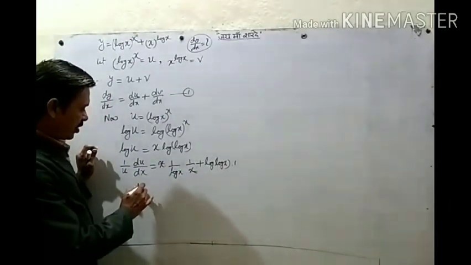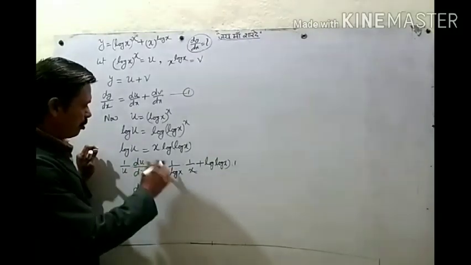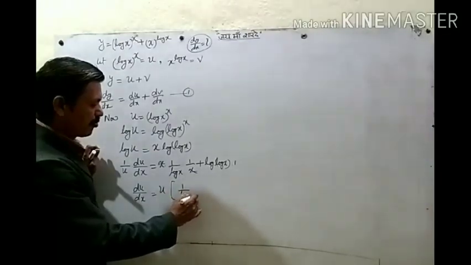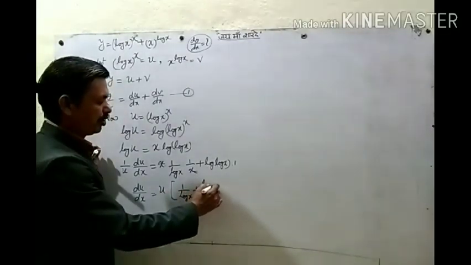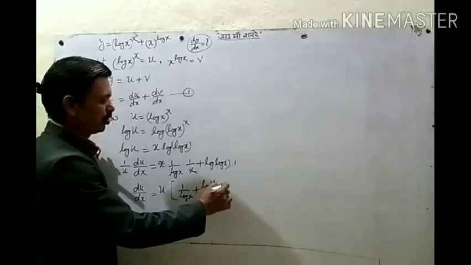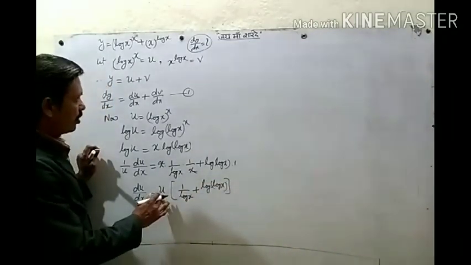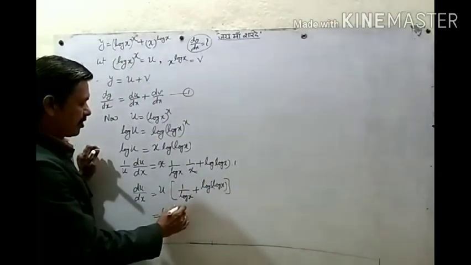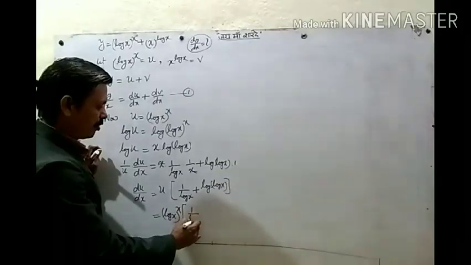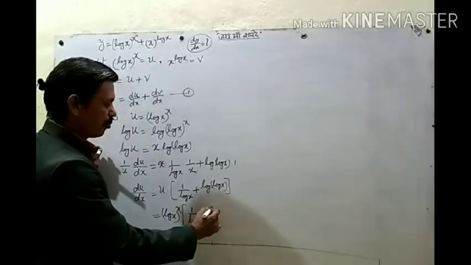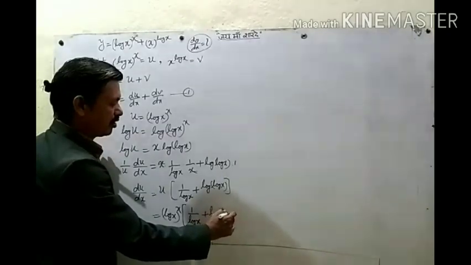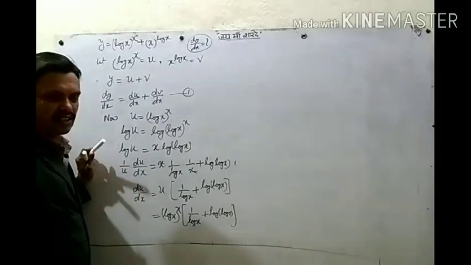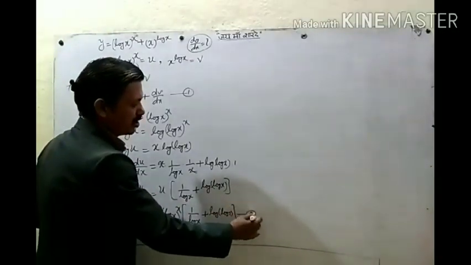Then du by dx is equal to u into 1 upon log x plus log of log x, and the value of u is log x to the power x into 1 upon log x plus log of log x. This is the derivative of u, du by dx. Suppose it is equation 2.